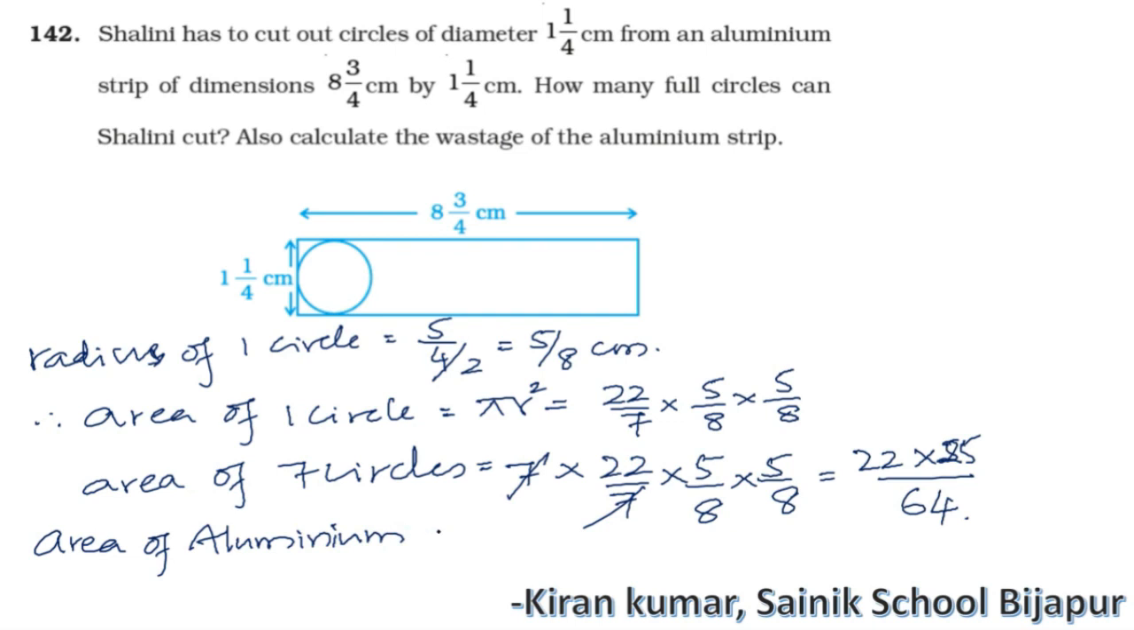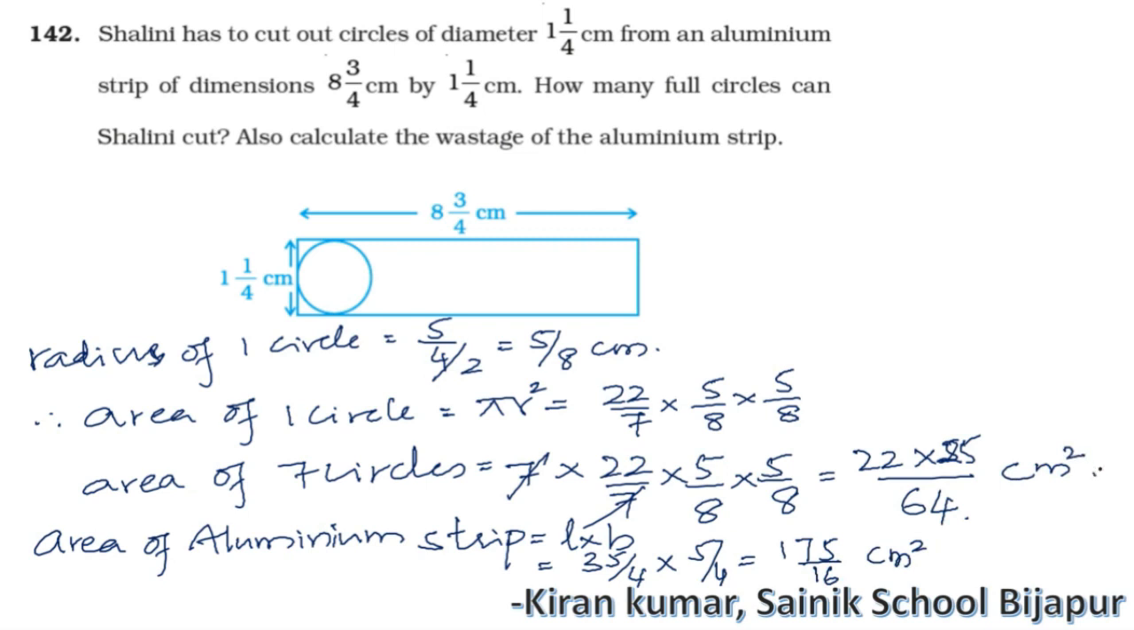Aluminium strip. This will be length times breadth. Here the length given is 35 by 4 and the breadth given is 5 by 4. On simplification we get it as 175 by 16 centimeter square. This is also in terms of centimeter square.